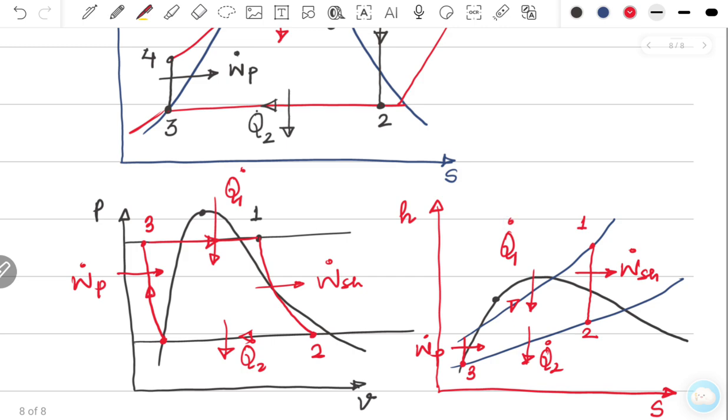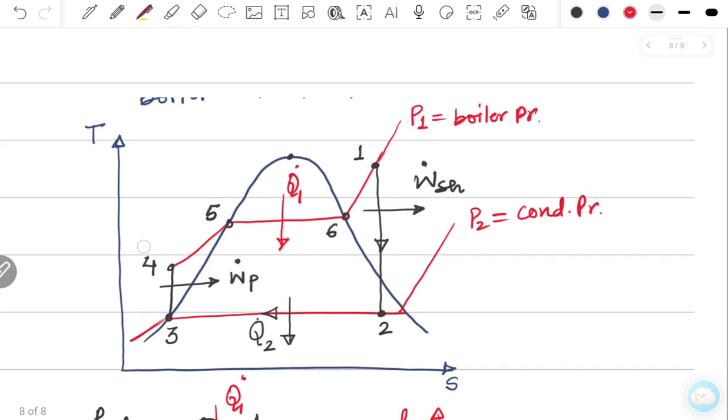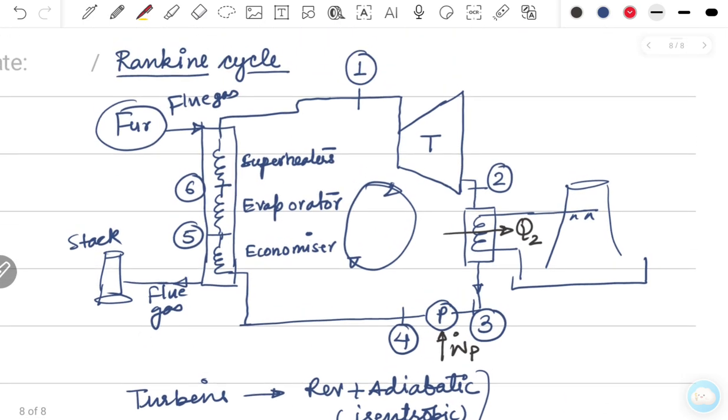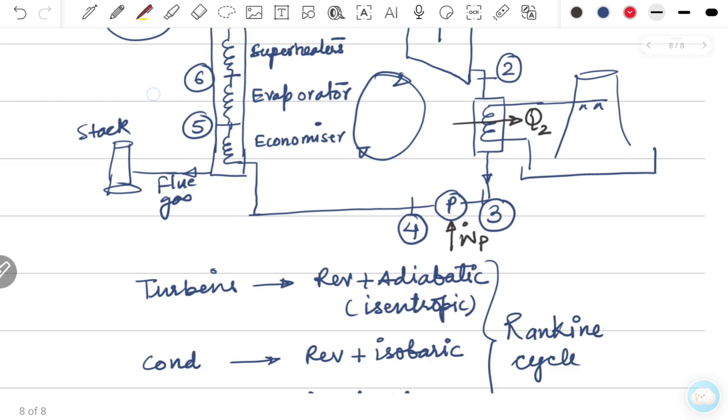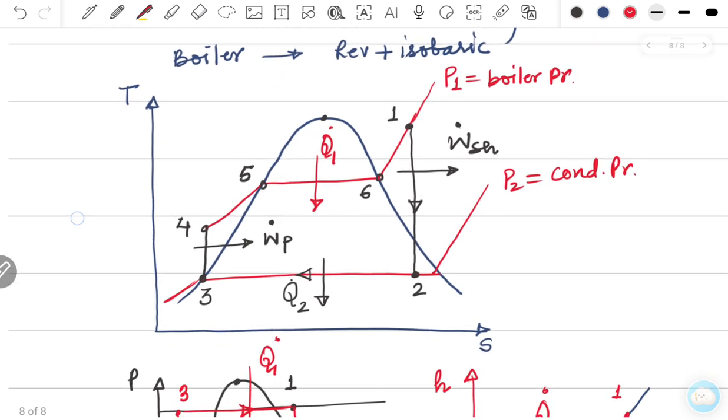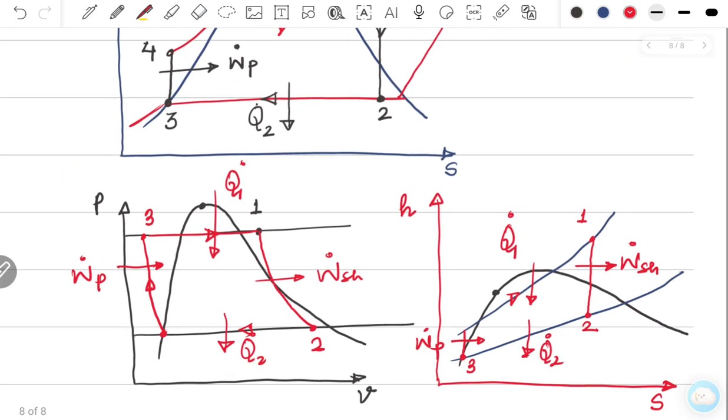So in this way, friends, you can represent your steam processes in a steam power plant via the temperature entropy, pressure volume, or enthalpy entropy diagrams. Now, normally I prefer the temperature entropy diagram. In the next lecture, we'll try to find out the energy interactions in different processes occurring in the Rankine cycle. So, in this lecture, till this point only, thank you very much for watching it.